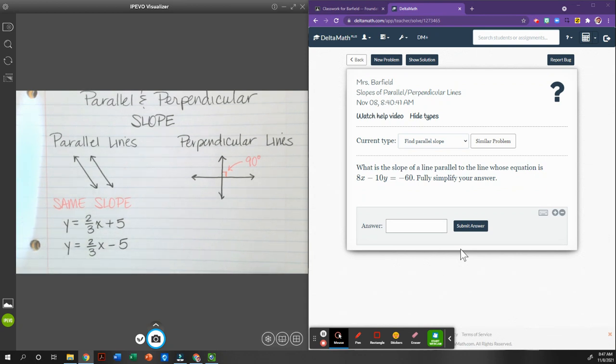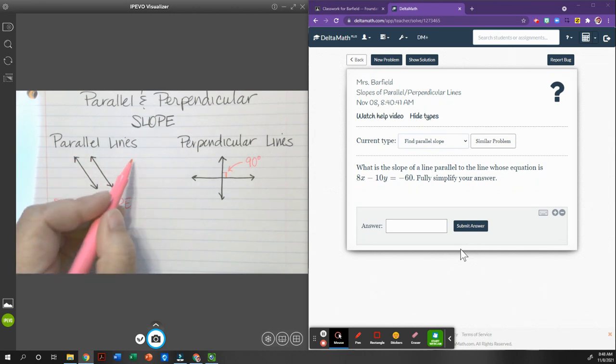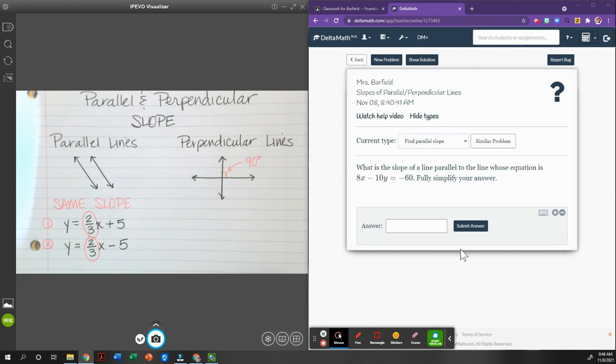But if you notice, their slopes have the exact same value, which means that these lines would in fact be parallel when I graph them. If I were to put this into line 1 of Desmos and line 2 of Desmos, these lines would look something like this in other direction. So parallel lines, real easy, same exact slope.